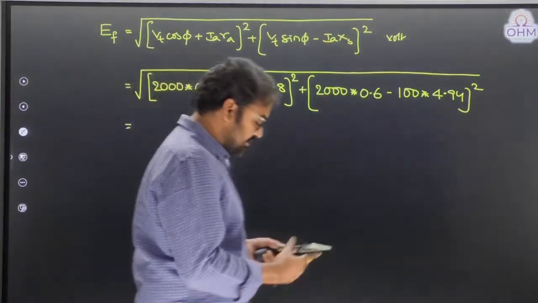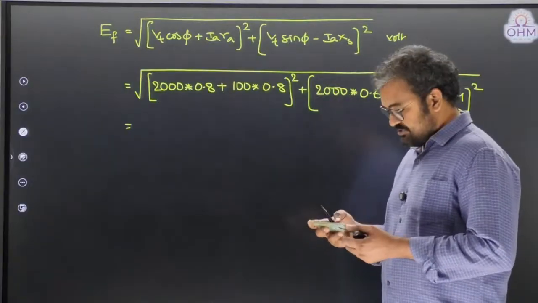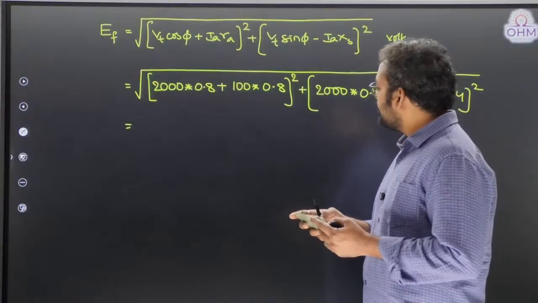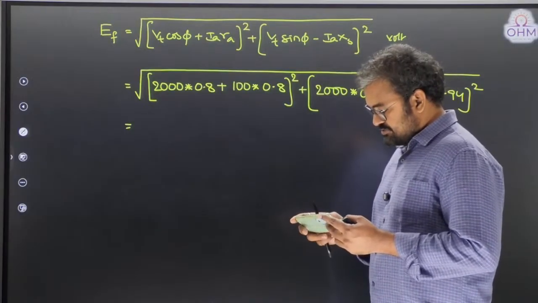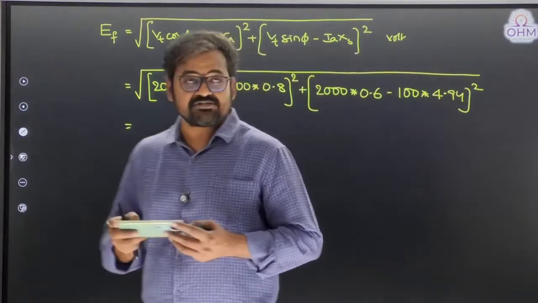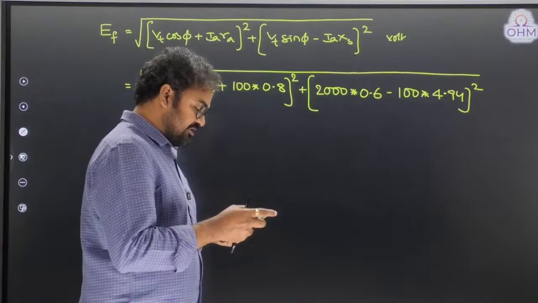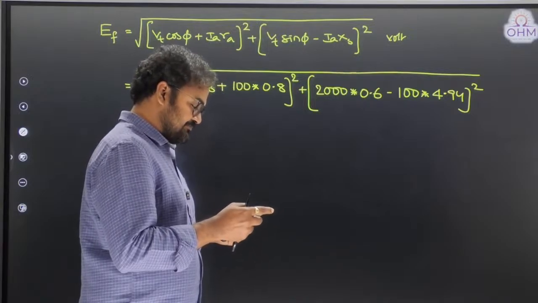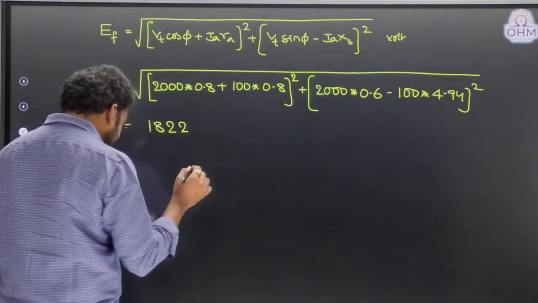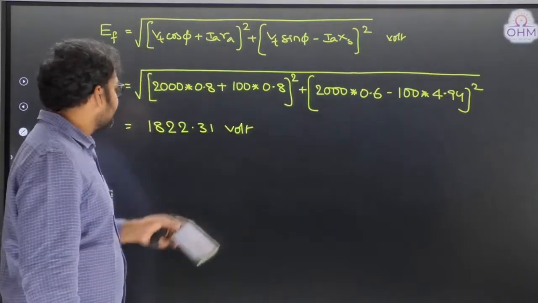So let me calculate this. Okay, just to substitute everything. 2000 into 0.8 plus 100 into 0.8, that is 80, whole square, plus 2000 into 0.6, 1200, minus 100 into 4.94, that is 494, whole square. So I am getting 1822 volt, 1822.31 volt. Okay, if I made any mistake in my calculator, please correct me.